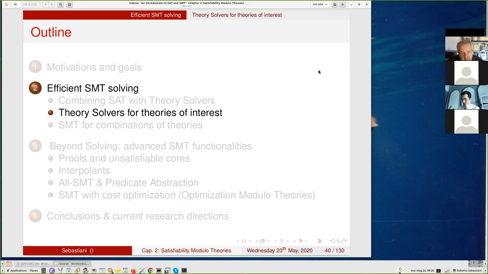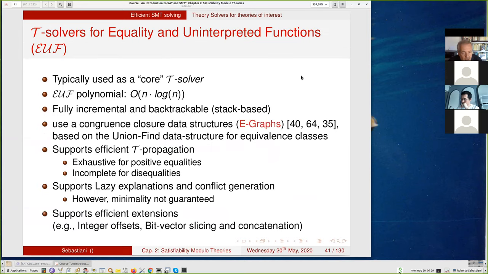So much for the issue of theory solving. I would like to give you the flavor of how the main algorithms for theory solving work. I'm not going into the detail of that, I'm just giving you the flavor and then pointing to references if you are interested.